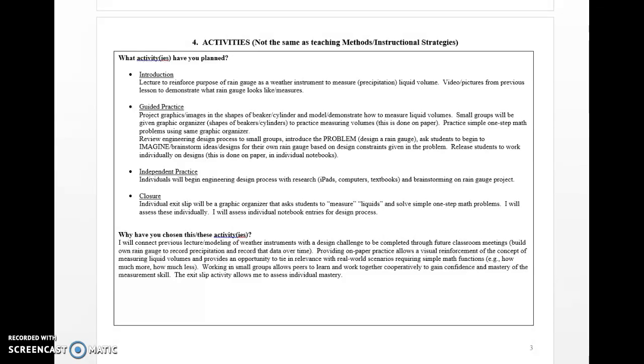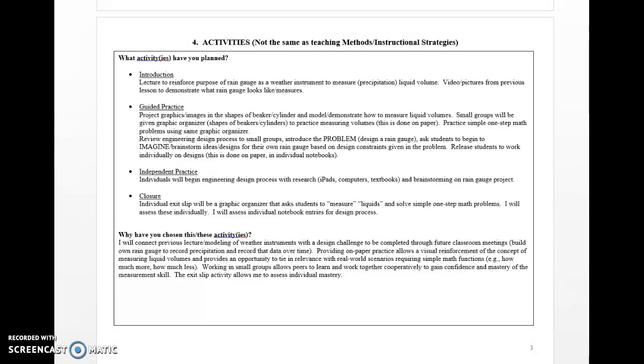So that's where we're going to introduce in these small groups this problem for them to solve. And they'll begin to imagine or brainstorm ideas and designs for their own rain gauge, maybe having some input from peers based on the design constraints that would be presented in the problem for them to solve. From that group work, they would be released individually to work on their designs. And they'll have, in the materials we'll see, a dedicated notebook for these projects. Independent practice, this is where I will be able to see that the skills have been transferred from myself to them. They will be working on their individual design processes.